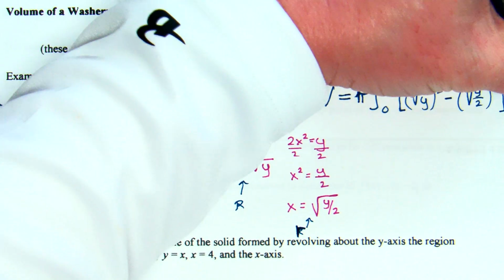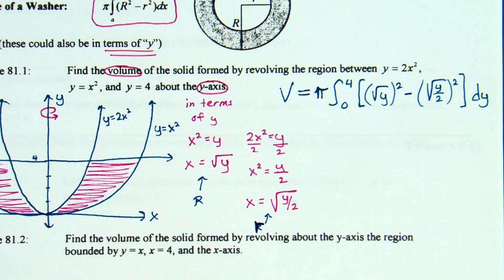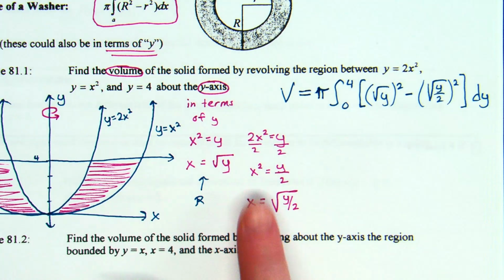I was trying to be helpful in labeling them as big R and little r. Did anyone catch I labeled them both as big R at first? That doesn't help you, does it? Oh, my goodness. Pick one, you know. Okay.